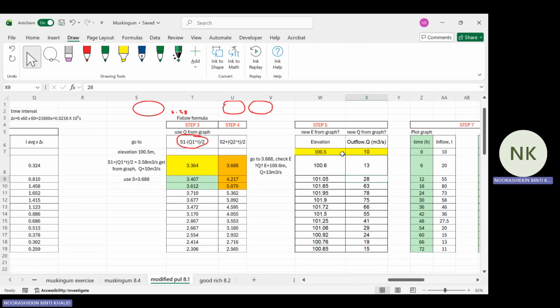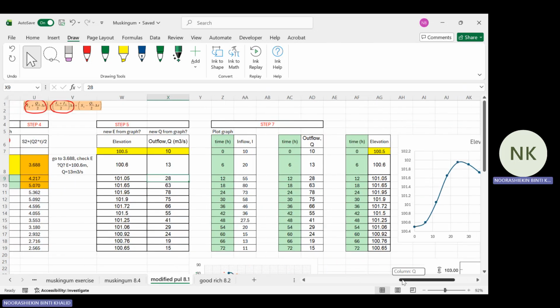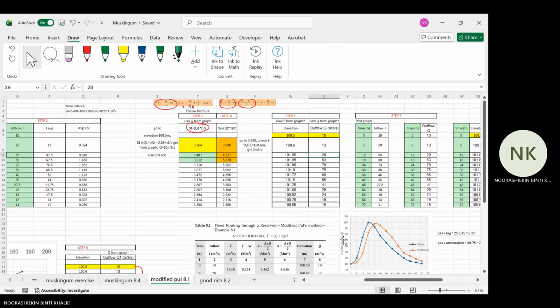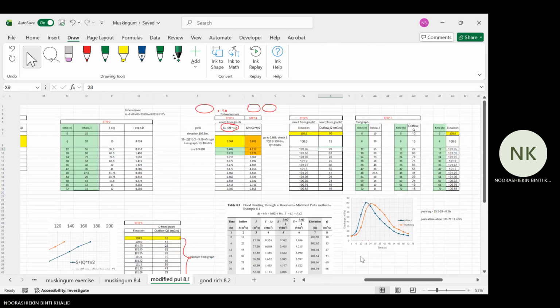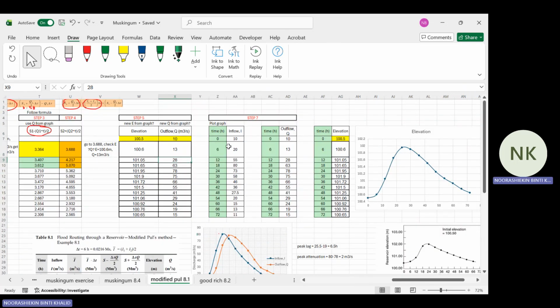Okay, so you have a graph E versus Q, and then plotting graph, step number 6. This one is step number 5. Sorry, step number 5, then you find out the graph time versus I, plot graph. And this one is step number 6. Then you plot graph time versus Q, and then time versus elevation.